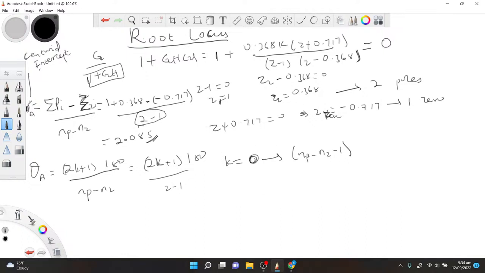So that means 2 minus 1 minus 1 will give you 0, and your k is only 0. So you put 0 here, and the angle we get is 180 degrees. This is our only angle of asymptotes. These are the intercepts with the axis.